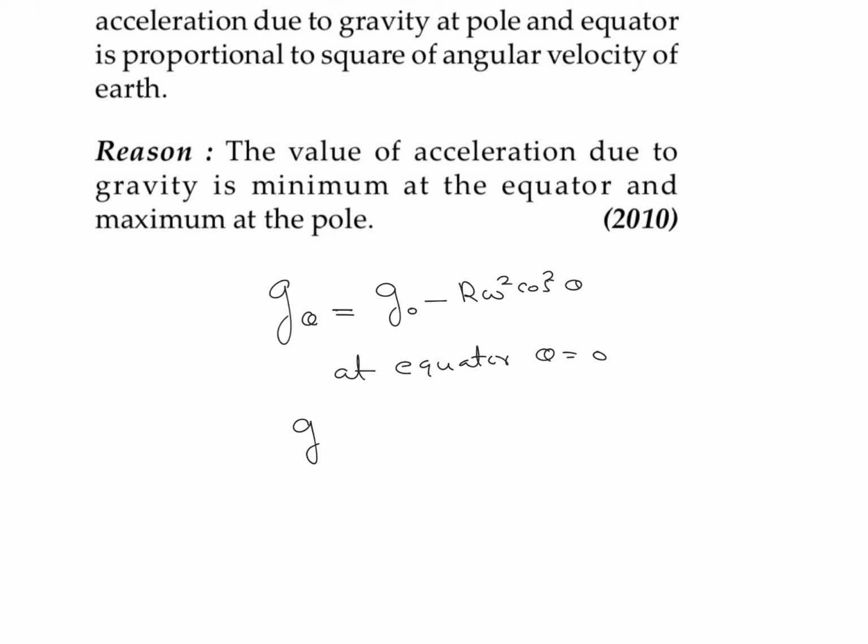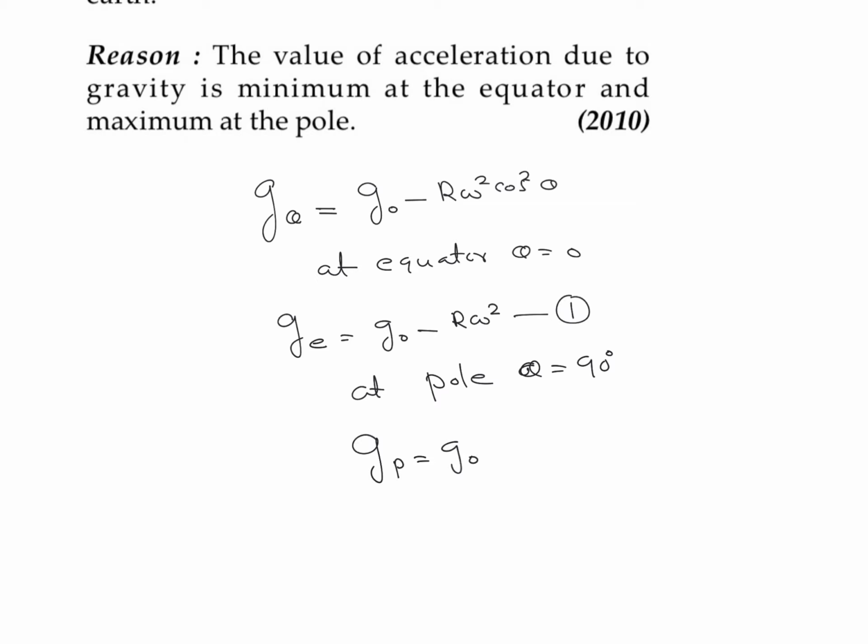So the value of acceleration due to gravity at equator is g naught minus r omega square into cos 0, which is nothing but 1. So take it as equation number 1. And if you are writing the same equation at pole, the value of this theta is 90 degree. So this cos 90 is going to be 0. So the value of acceleration due to gravity at pole will be equal to g naught.